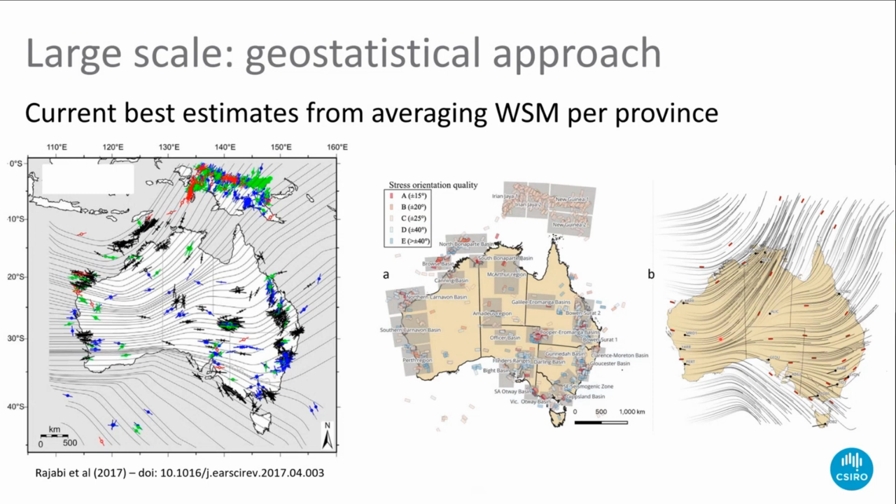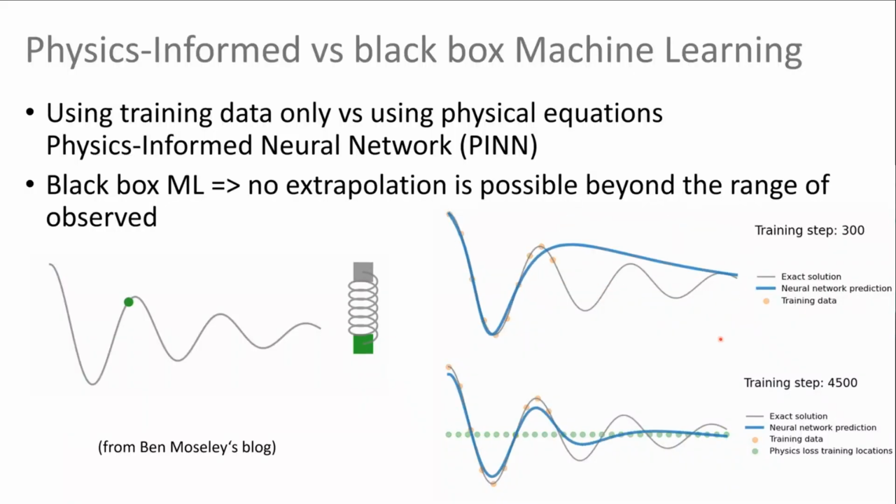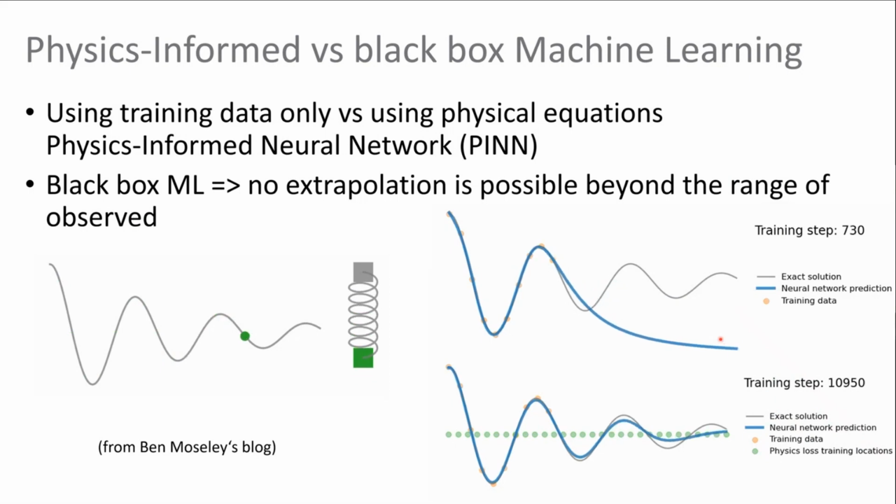So today, what we really want to talk about is, can we get to the next step? Can we get the full stress from this stress orientation, other than the manual calibration we just talked about? So that's the challenge for today. Spoiler alert, the answer is yes. We do this using physics-based machine learning.